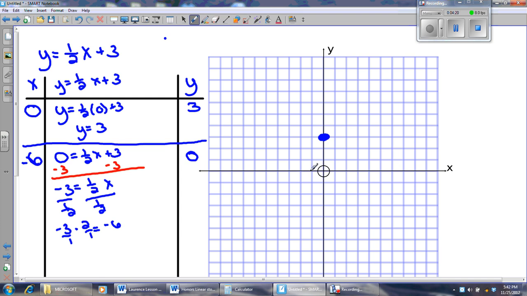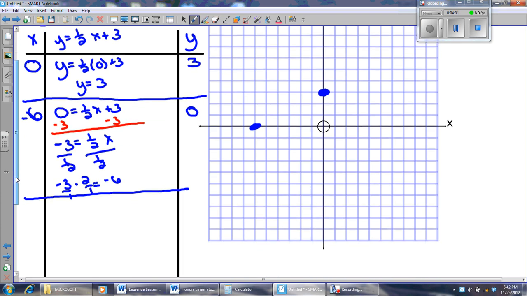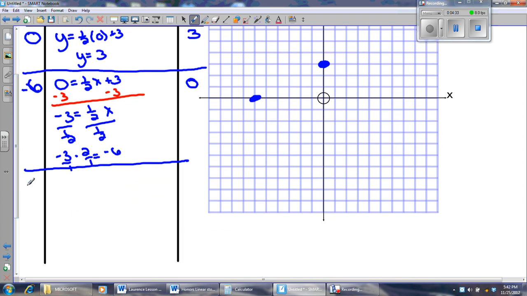So I'm going to go to 1, 2, 3, 4, 5, 6, negative 6, 0. Now for my other choice for x, I notice I have to take half of it. I'm going to pick an even number, like 2, something I can take half of. So y is going to equal 1/2 of 2 plus 3.